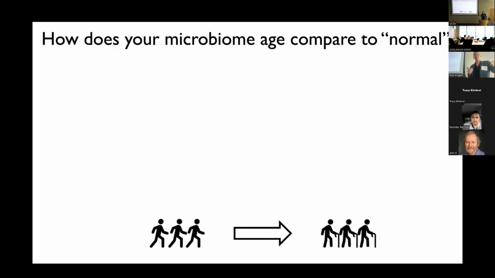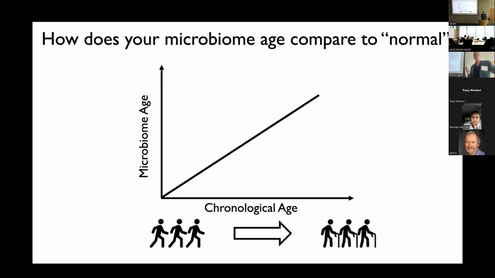So that leads to the question of how does your microbiome age compare to normal? And the idea is that you might have a progression from young to old, where your microbiome is changing in this clock-like way like I showed you. And then so the question is, if you have a microbiome that's very young for your chronological age, maybe you're going to be extra healthy. In contrast, if you have a microbiome that's very old for your chronological age, maybe you're going to be especially unhealthy and encounter health problems sooner.